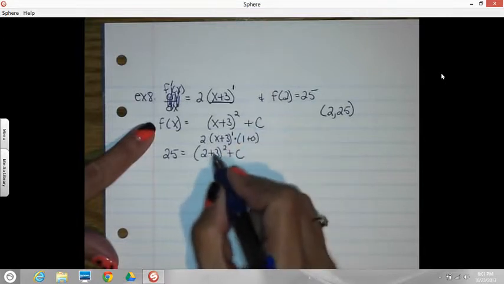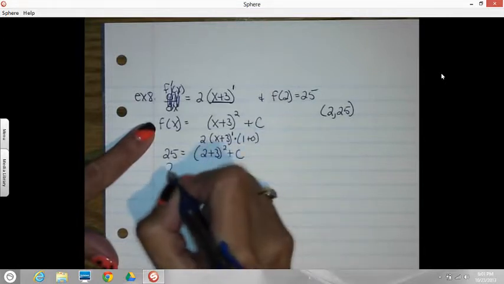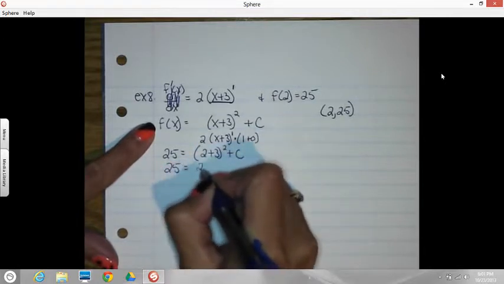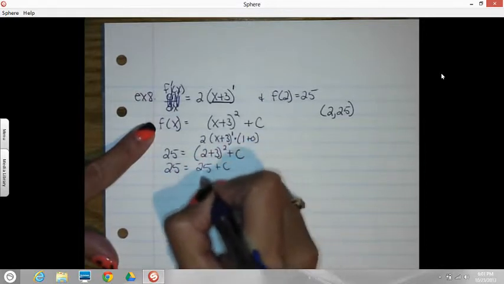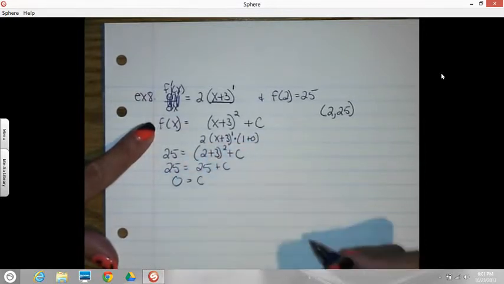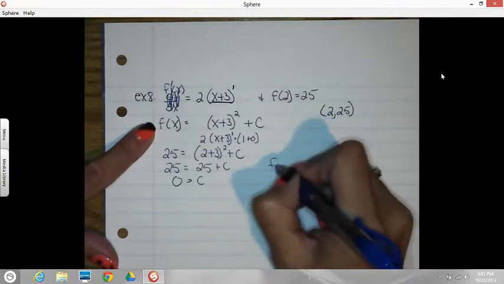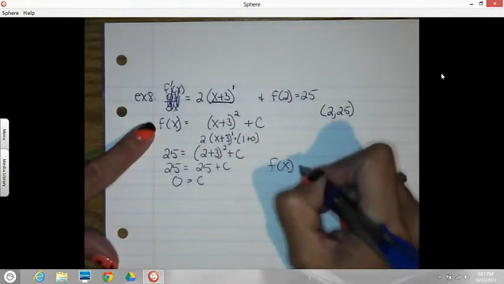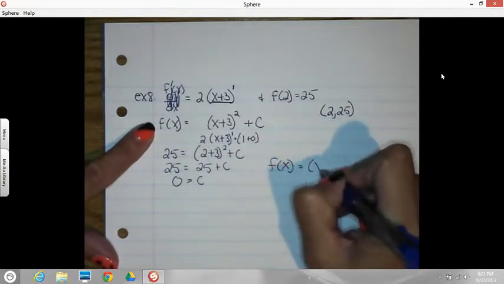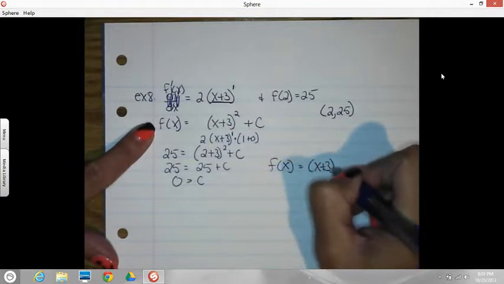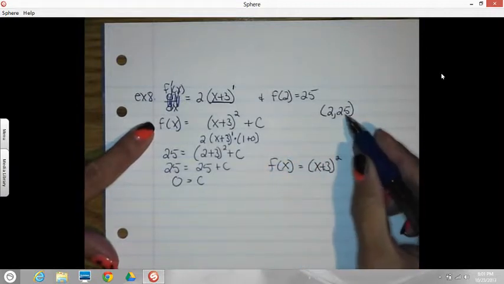So that's going to be 5 squared, that's 25. So in this case, the c value is a 0. So I don't need to add a constant on, it's 0. So it's just the quantity x plus 3 squared, and that point will be on this graph.